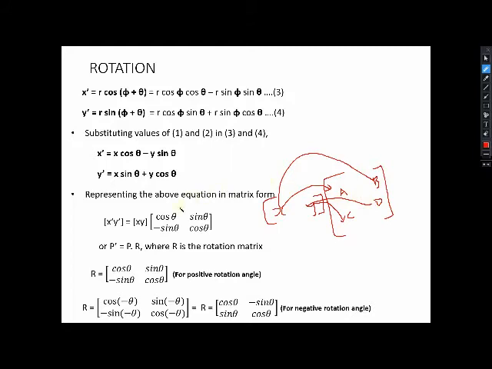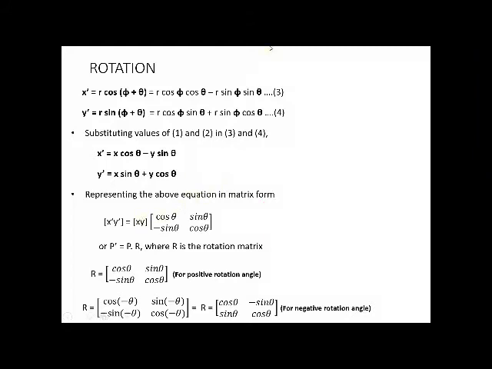So it is the same equation that we are doing here: x into cos theta plus y into minus sin theta, and x into sin theta plus y into cos theta. So we get x cos theta minus y sin theta and x sin theta plus y cos theta. So these two equations we have represented in matrix form.